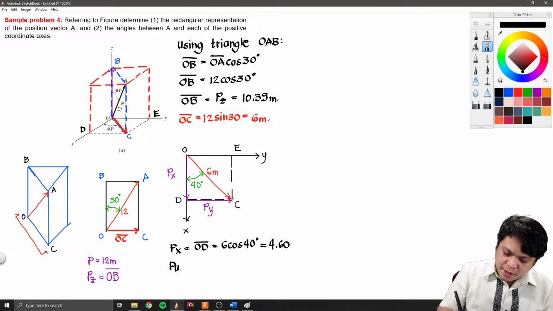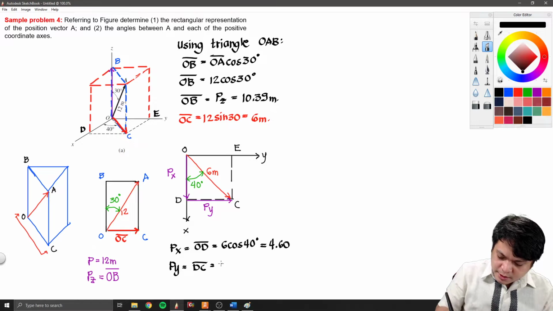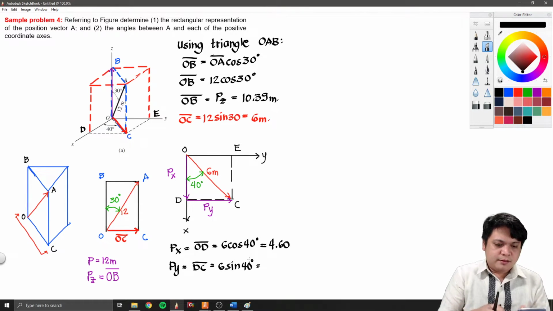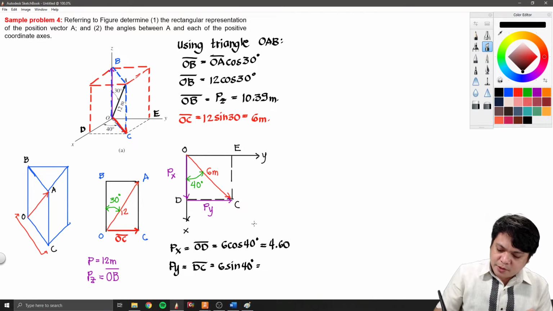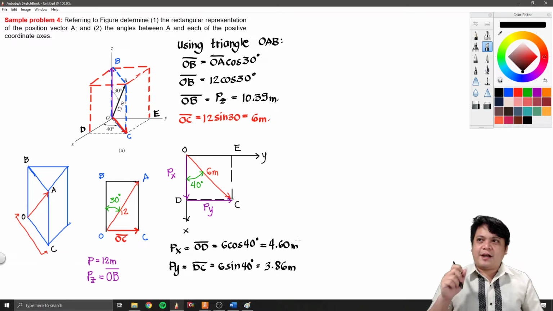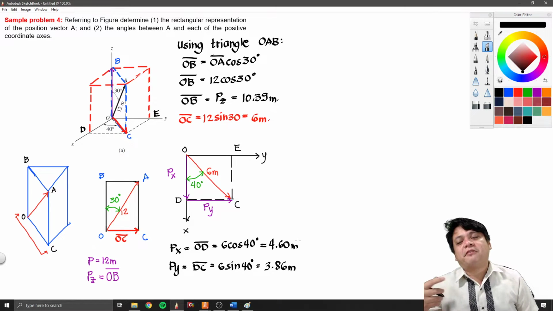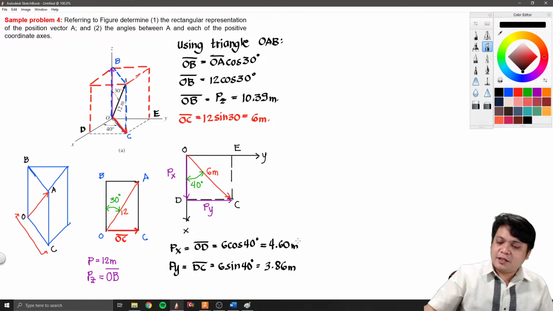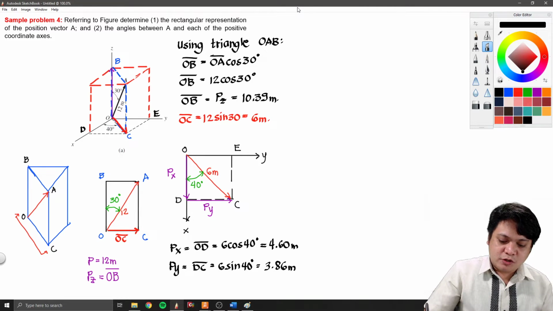And then your PY is actually the segment DC, and that's 6 sine of 40 degrees. So 6 sine of 40, and that's 3.86 meters. Okay? Now, meron na akong X, Y, and Z component. I could say that my position vector.